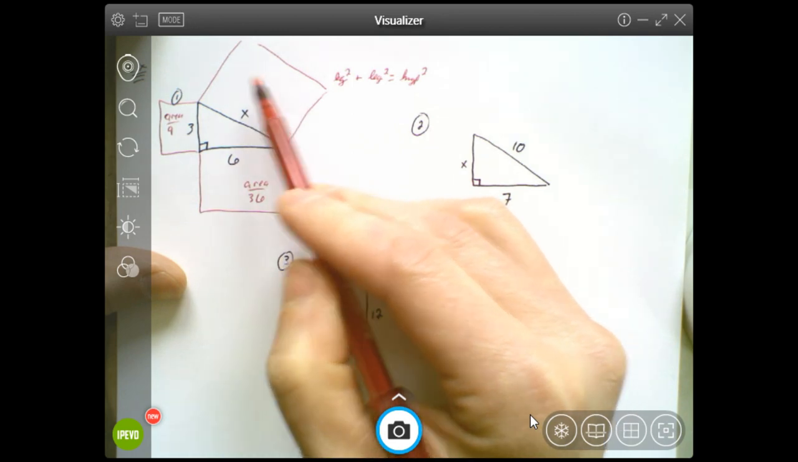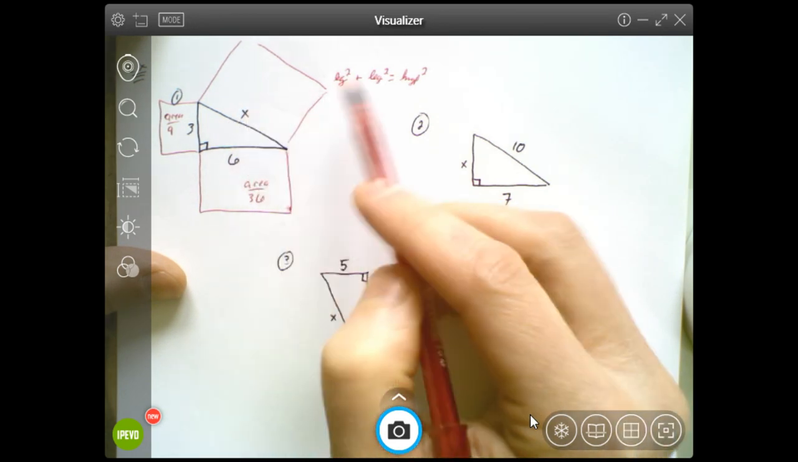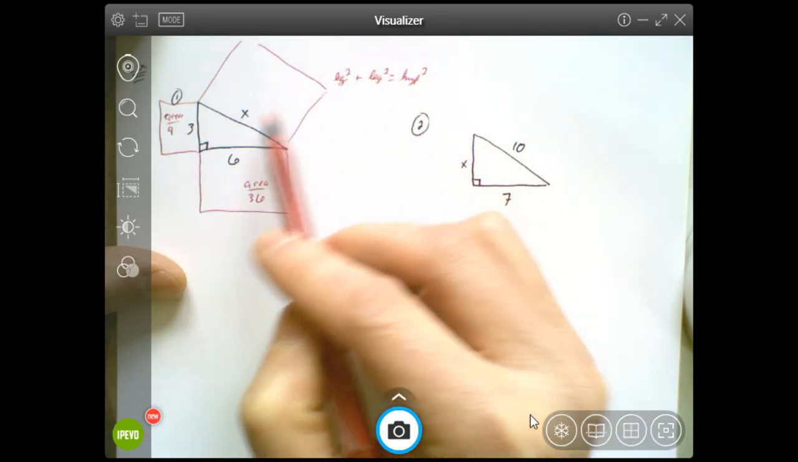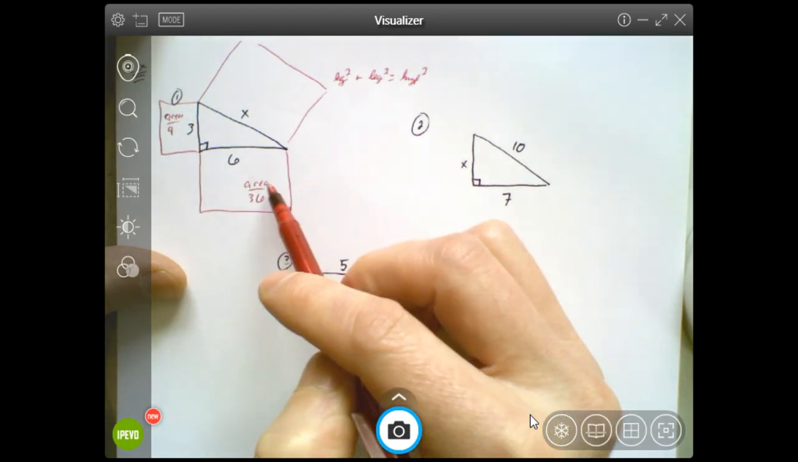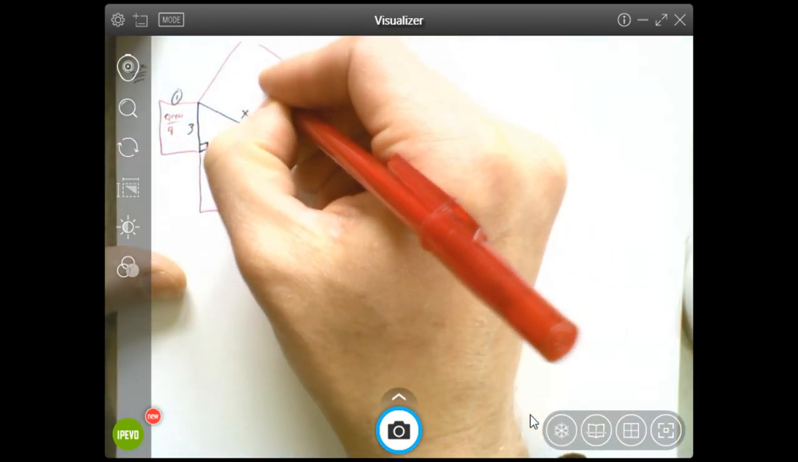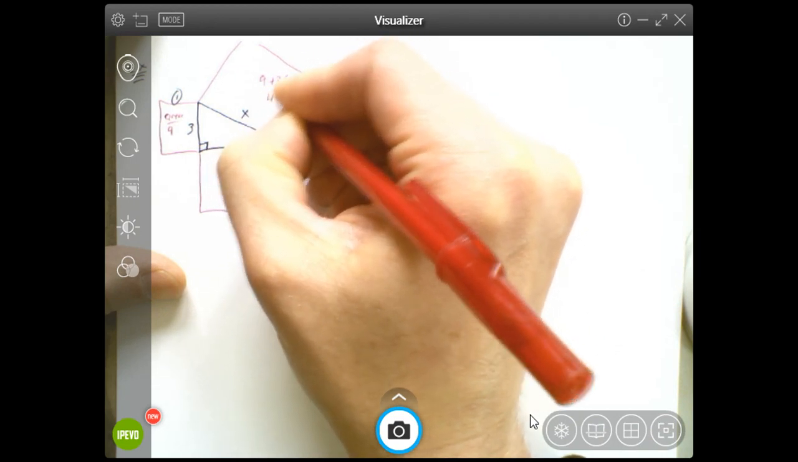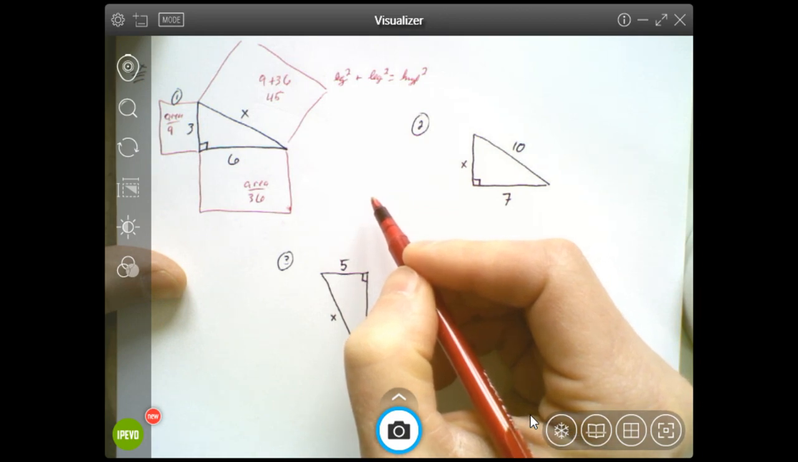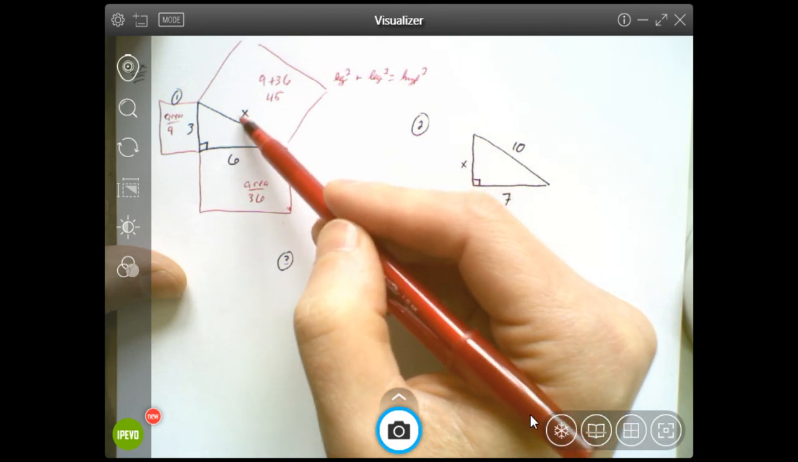To figure out what we have here, since it's the hypotenuse, I know I'm adding the two legs together, the legs squared, right? So I'm adding the two areas together. That's just going to be 9 plus 36. So this whole area is 45. But I'm not looking for the area of this big square. I'm actually looking for this side length.